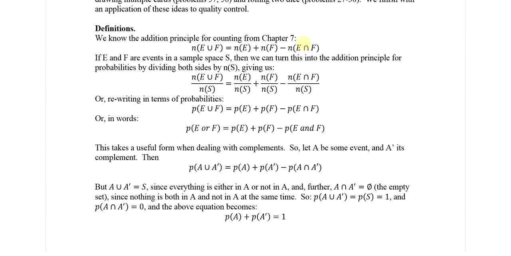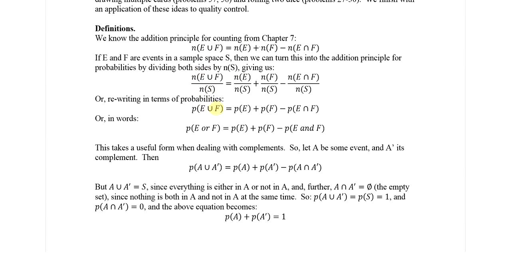This is the addition principle. So E and F are two sets. Usually if you think about the Venn diagrams, A and B. So E union F, the number of things in E union F is the number of things in E plus the number of things in F minus the number of things in the overlap. So if these are subsets of a sample space S, you can turn this into an addition probability just by dividing everything in sight by the number of things in the sample space. And then this is a probability, right?